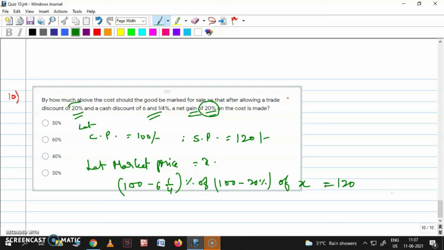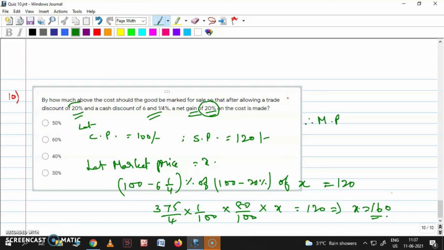Now tell me what will happen. It now comes to 375/4 into 1/100 into 80/100 into X equal to 120, which implies X is equal to 160. So the market price is 60% above CP, cost price. So the answer is 60%. So these are the solutions for quiz 10, profit and loss.